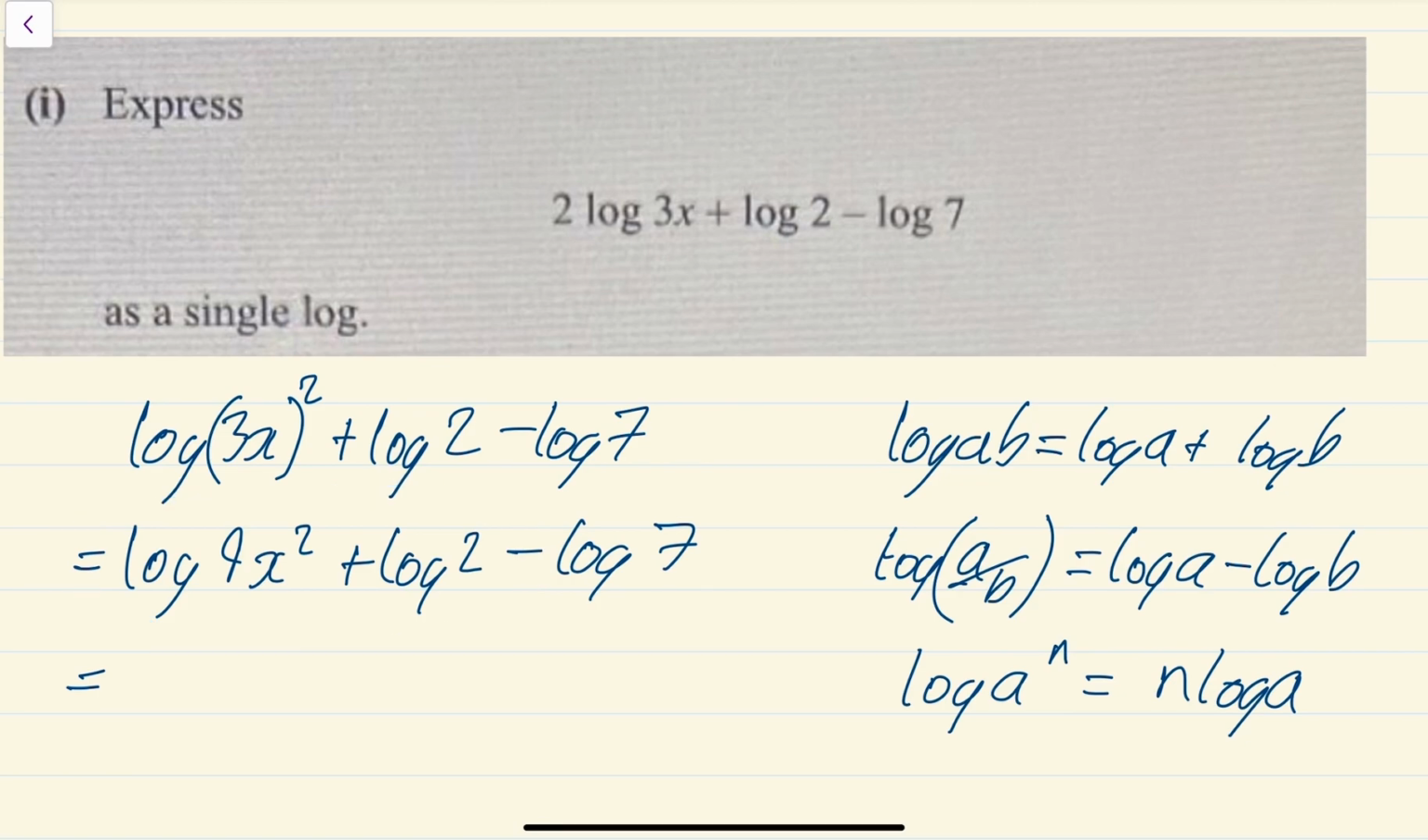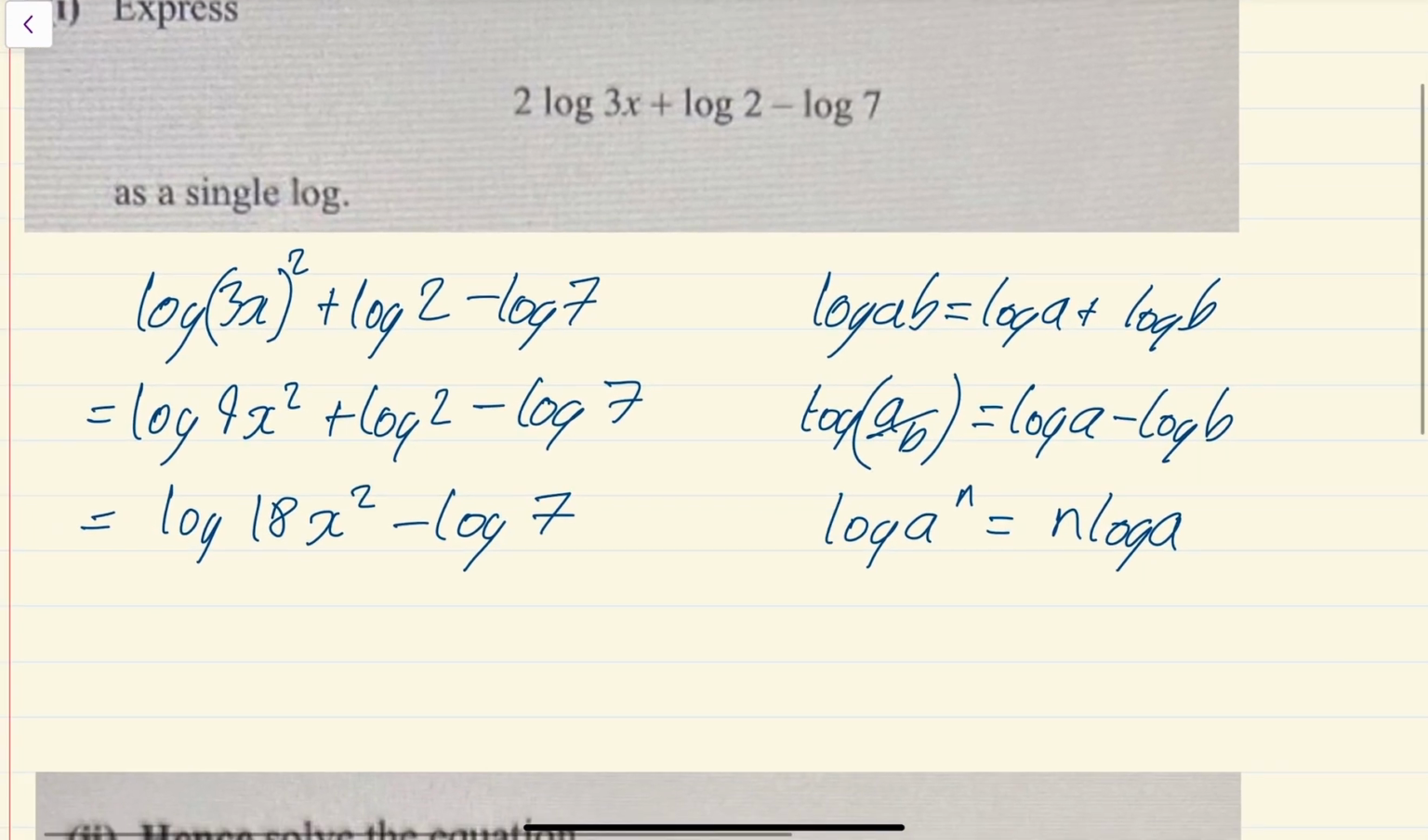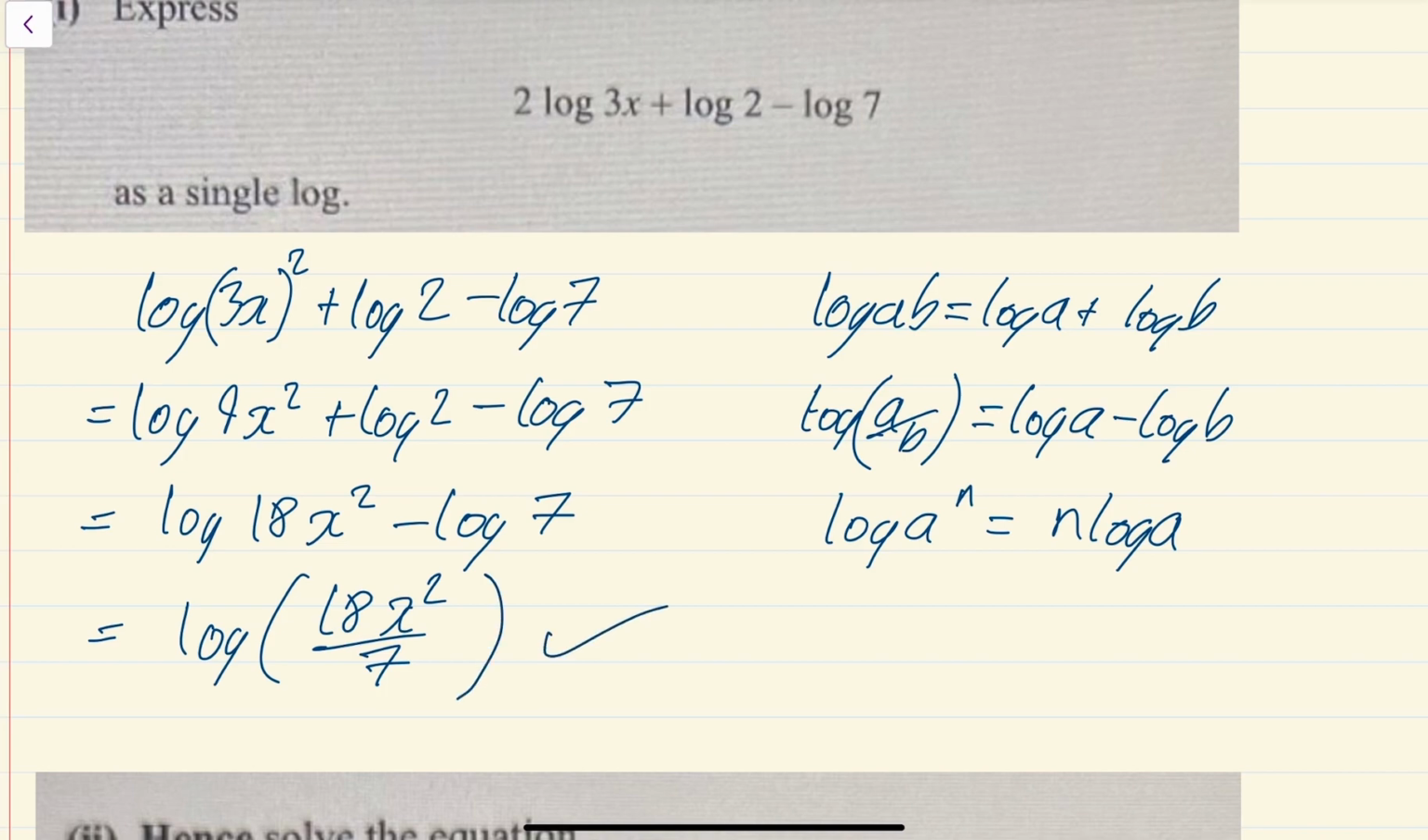So if you group those together using your first rule of logs, that will just become log of 2 times 9x squared, and 2 times 9x squared will be 18x squared. And we still have our minus log of 7. And then using your second rule of logs, you can write this as log, I'll use a bracket, of 18x squared over 7. And that is the first bit done.